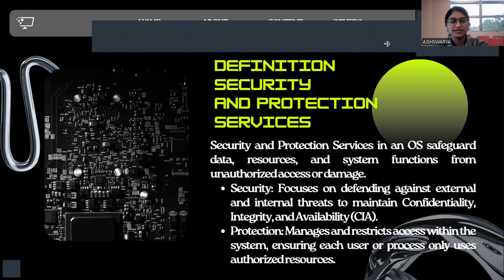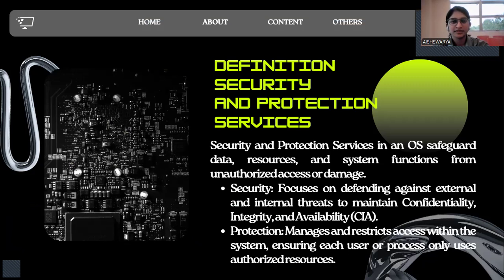Our discussion today starts with the fundamental concepts of security and protection in an operating system. The primary goal here is to safeguard data, resources, and system functions. Firstly, security is the broader practice of defending against both external and internal threats to maintain three pillars of information security: confidentiality, integrity, and availability, often called the CIA triad.